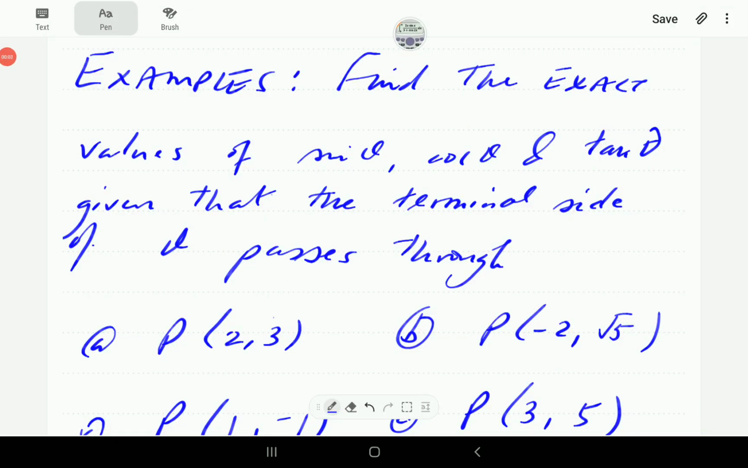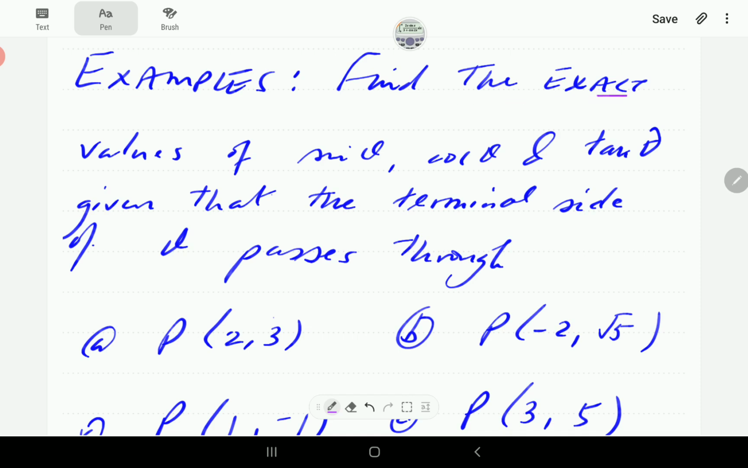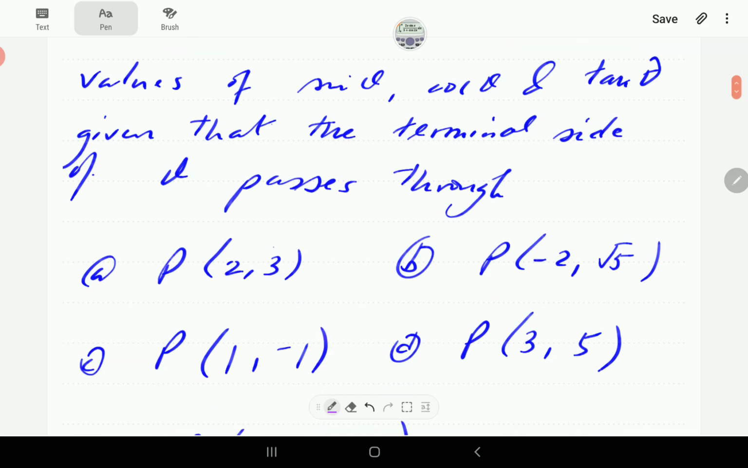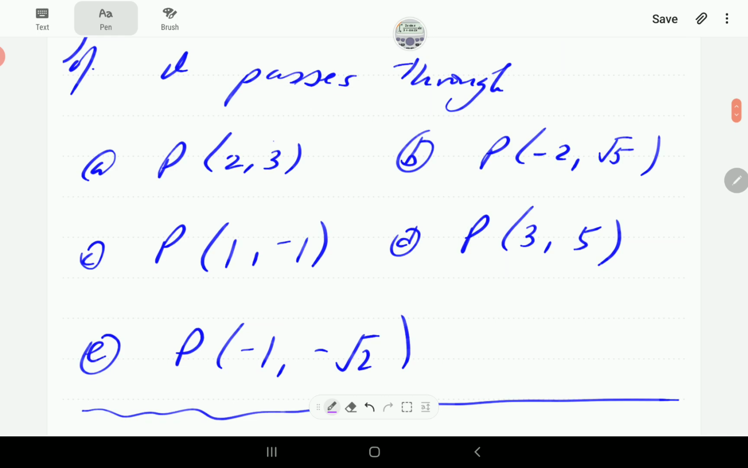In this video, we're going to do some examples, and here is the question. Find the exact values of sine theta, cos theta, and tangent theta, given that the terminal side of theta passes through: in A, (2, 3); in B, (-2, root 5); in C, (1, -1); in D, (3, 5); and in E, (-1, -root 2). Actually, I think we are going to change D to (3, 4).